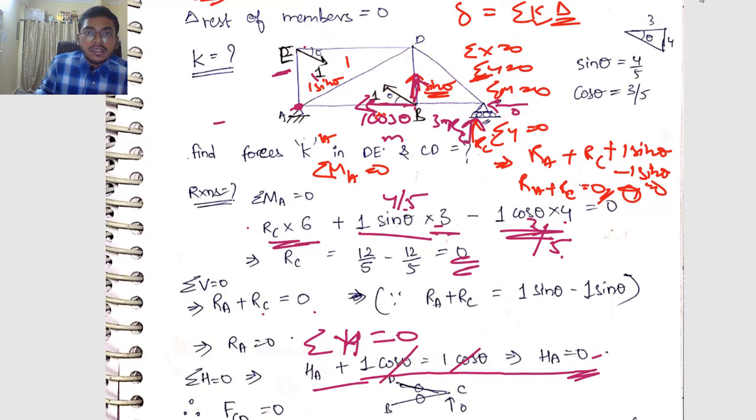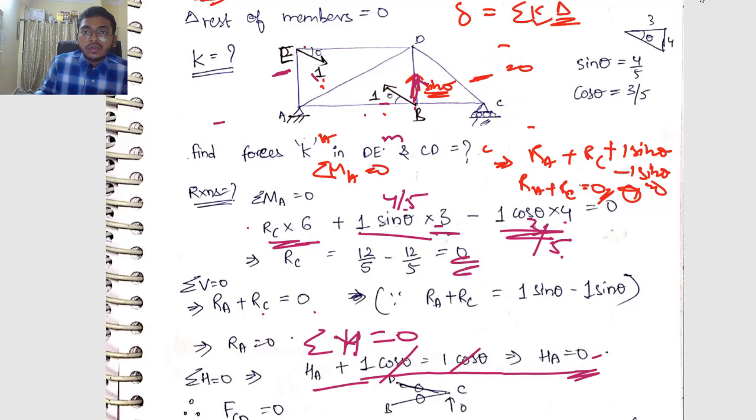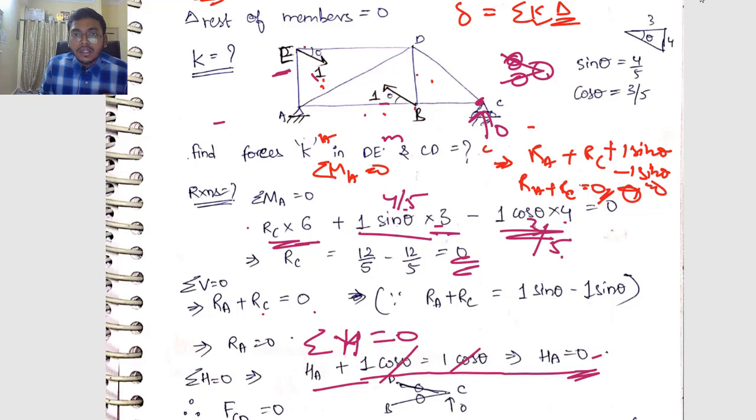So let me erase this. Now we have completed the problem already. We just have to do a final calculation and it is done. So what was our RC value? Our RC value was 0, right? Now see these two members. It is like two members meeting with no external load at this joint, so both are carrying zero force. Both are zero force members. So my KDC, or KCD, is nothing but 0.